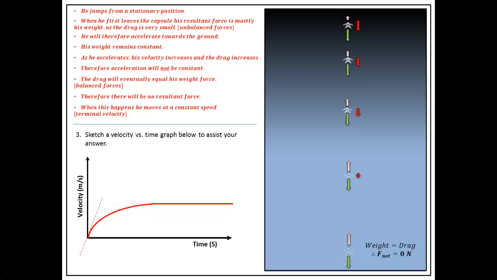As the resultant force decreases, so does the rate of acceleration, and so the gradient of your graph should also get smaller or less steep, eventually showing Felix at his maximum constant speed with a flat line or zero gradient, showing that there is no acceleration. This is when weight equals drag.